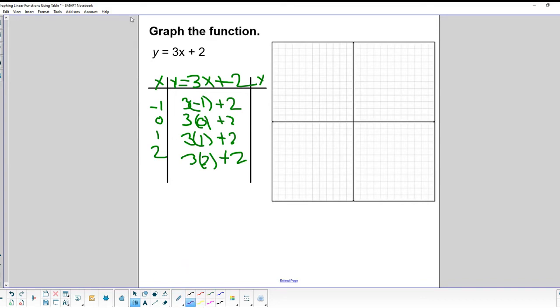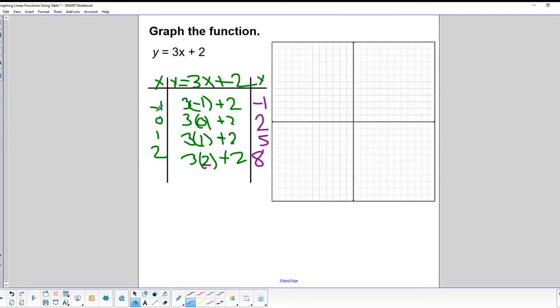So when we calculate that out, 3 times -1 is -3. -3 plus 2 is -1. 3 times 0 is 0. 0 plus 2 would be 2. 3 times 1 is 3. 3 plus 2 is 5. And 3 times 2 is 6. That is a 2 there. 3 times 2 is 6. 6 plus 2 would be 8.